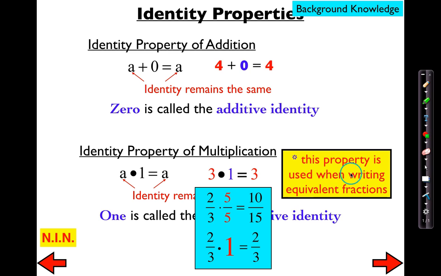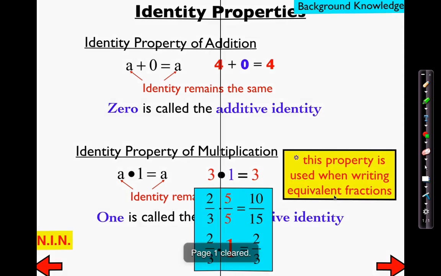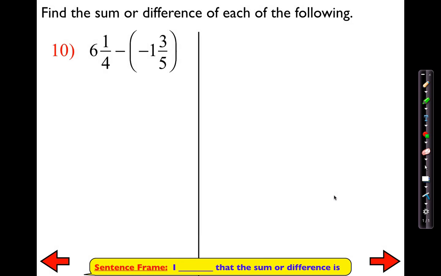So this property is used when writing equivalent fractions, and we always need equivalent fractions when we are trying to add or subtract them, because again, we need them to be in the same units. They all need to have the same denominator. So here, go ahead and pause the video and try number 10.